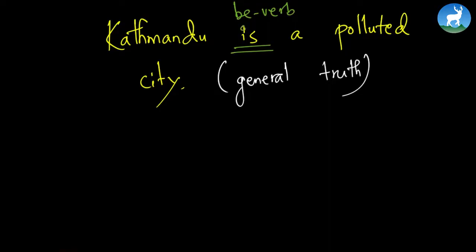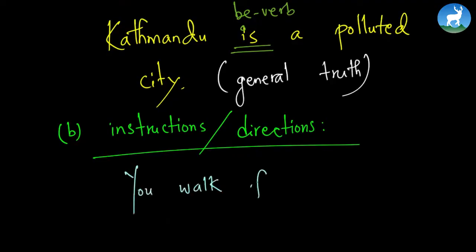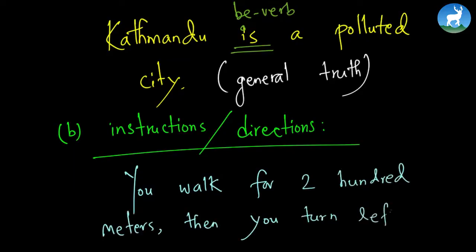Everybody knows that. You see, the simple present tense can also be used when we are giving instructions or directions. For example, I can say you walk for 200 meters, then you turn left. So you walk for 200 meters and then you turn left. These are all the first or the simple form of the present tense. So whenever we are giving instructions or directions, we use which tense? We use simple present tense.